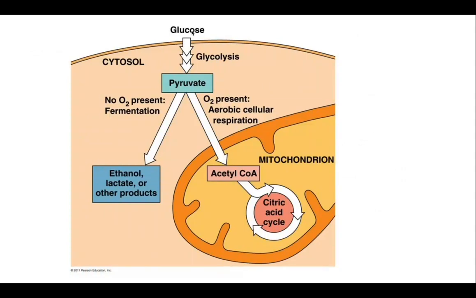This is a comparison here. Both of them start out with glycolysis here in the cytosol. If oxygen's not present, you're going to do the fermentation to make your lactic acid. If oxygen is present, you're going to do the aerobic cellular respiration, where it will go into the mitochondria, make acetyl-CoA, goes into the citric acid cycle. So it will always choose the more efficient pathway if it can.